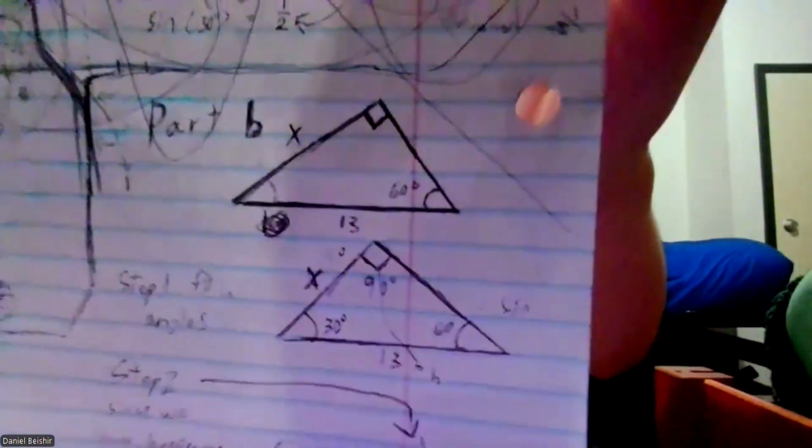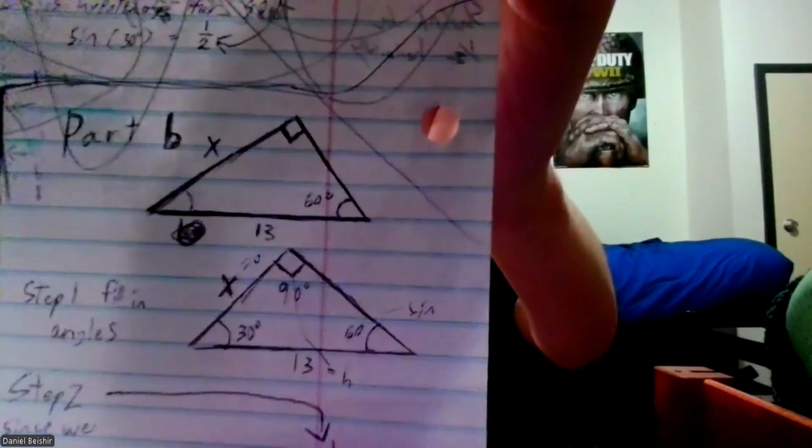Part B for this is another triangle. It looks like this. Step one, fill in the angles. So we have a right angle. We have another one. It wants us to find x, and it's on the top. And we have the hypotenuse on the bottom, so we can just use the same method.